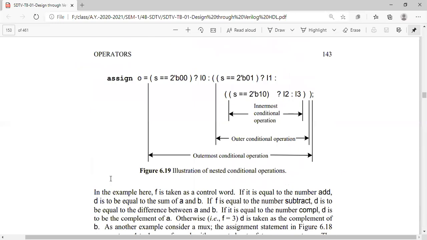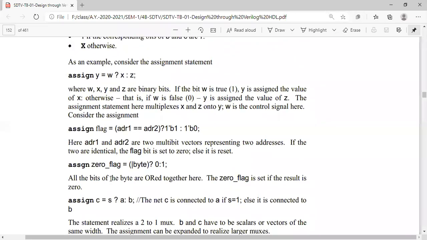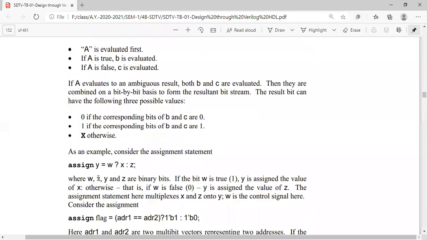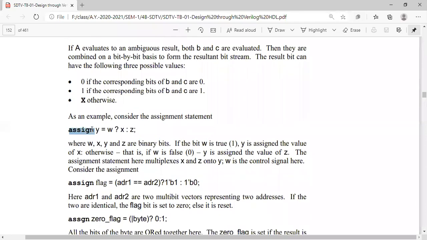See here. We are using an assign operator, and y is equal to w question mark x colon z. That means this will be evaluated and the result will be stored in y.